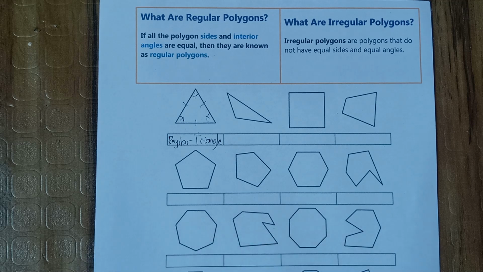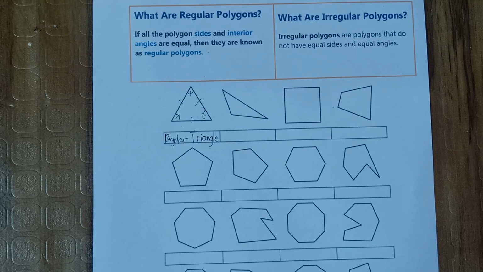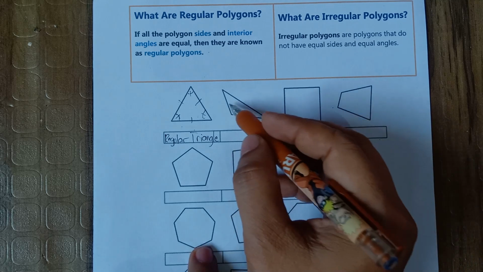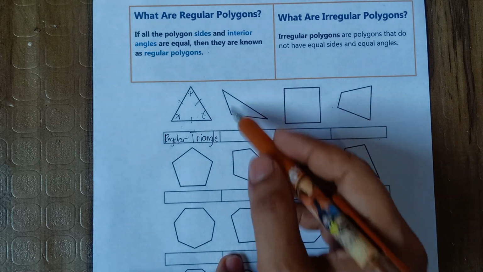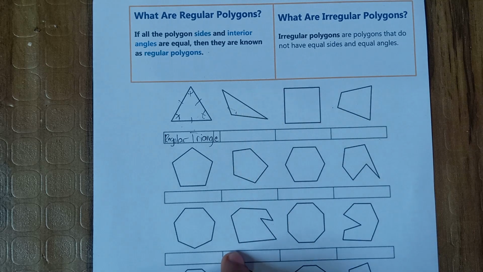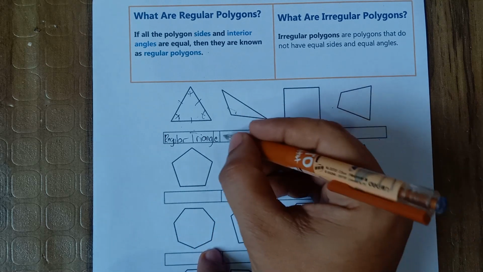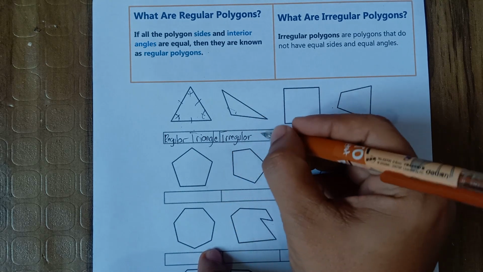Alright, so how about this one, class? This second figure. Do they have the same sides? Nope. The sides are not equal, as well as the interior angles. So this angle is not congruent to this angle right here. Therefore, we call this one an irregular triangle.